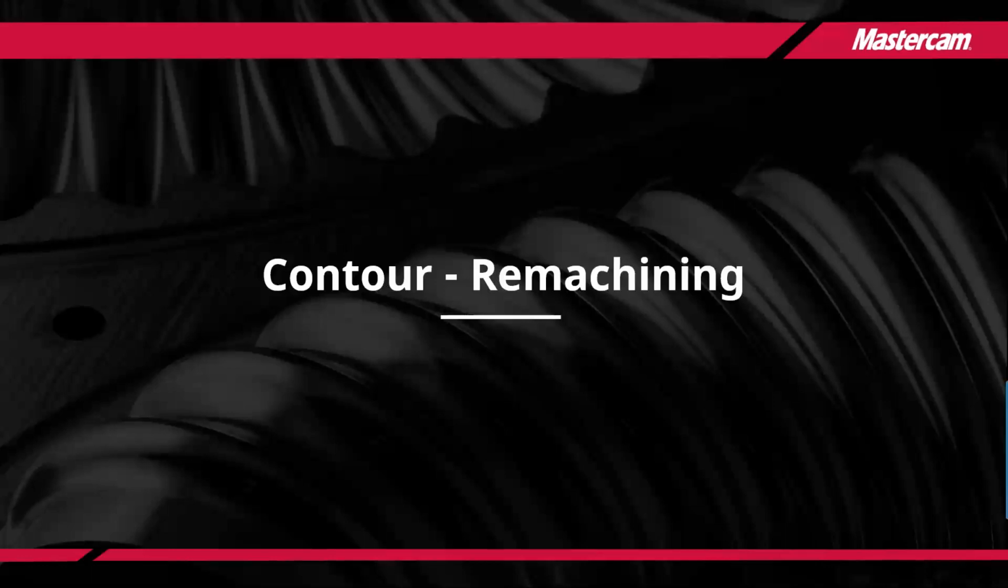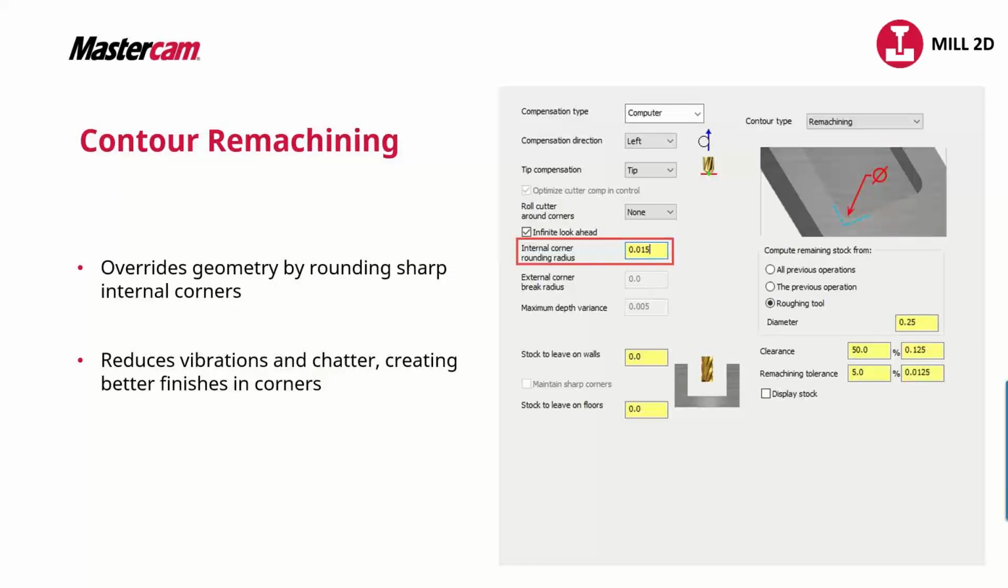New and now available to us in Mastercam 2024 is going to be our internal corner rounding radius for contour remachining. In previous versions of Mastercam, when contour type was set to remachining, we did not have the available option for entering our internal corner rounding radius. This is going to override our geometry by rounding sharp internal corners. It's going to reduce vibrations, chatter, and it's going to create better finishes in our corners.